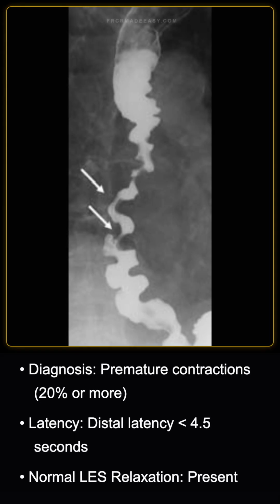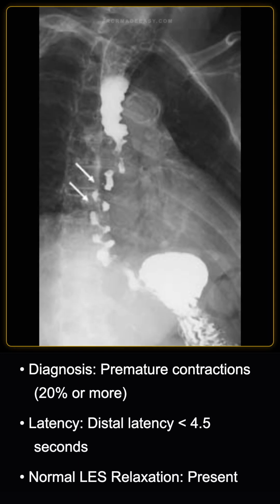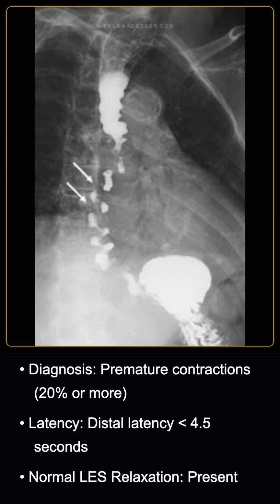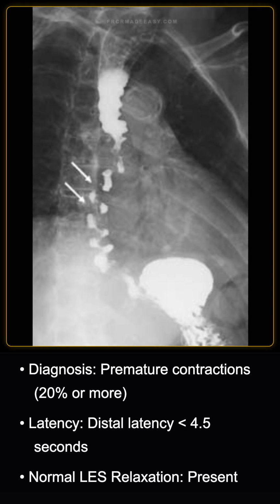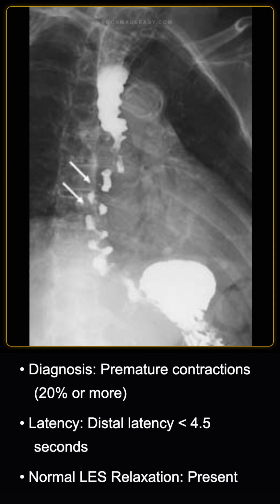So, high-resolution manometry is the gold standard. According to the Chicago classification, it is diagnosed when at least 20% of test swallows demonstrate premature contractions with a distal latency of less than 4.5 seconds in the presence of normal lower esophageal sphincter relaxation.